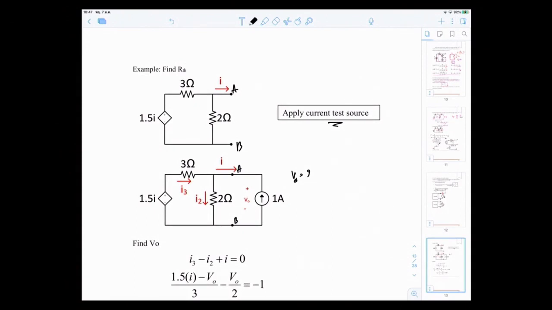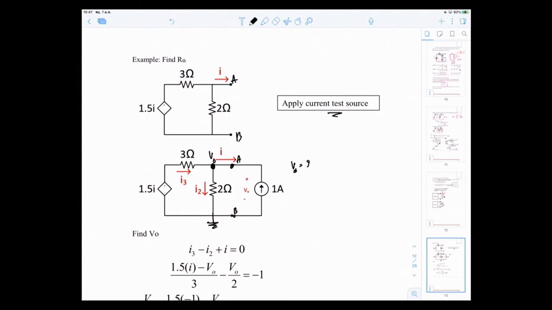I'm going to use nodal analysis to find V out. V out is across the current source, between this node and the ground. So I write down KCL at node V out. I3 is going in, positive I3, I2 is leaving, so minus I2, but we have 1 amp going in. So this is actually 1 amp going in.